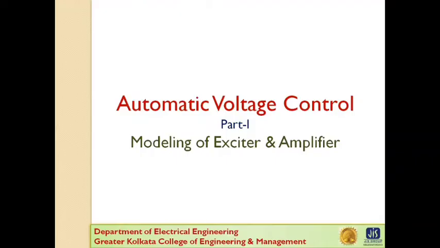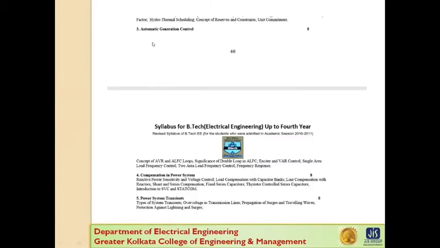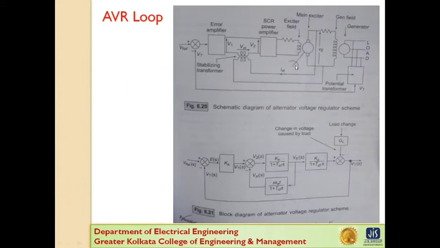In this video, I will discuss modeling of the exciter and modeling of the amplifier. These subtopics are under the topic automatic voltage control, and this topic is included in Module 3, Automatic Generation Control, of the subject Power System 3. Course code is EE-703A.